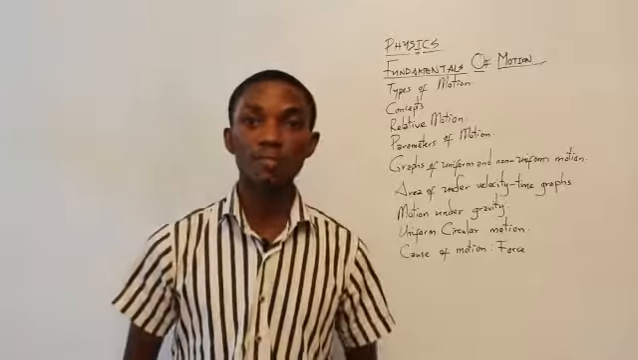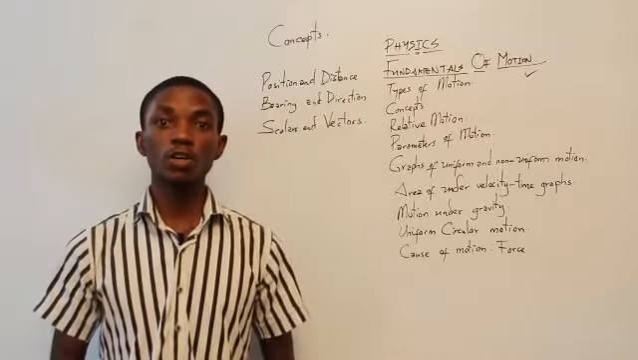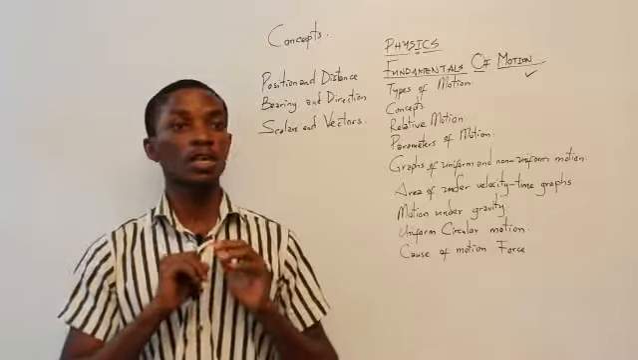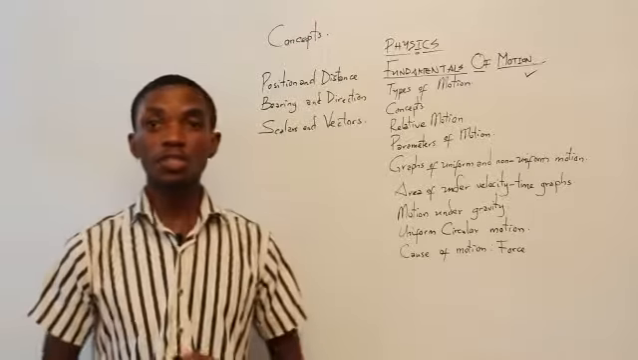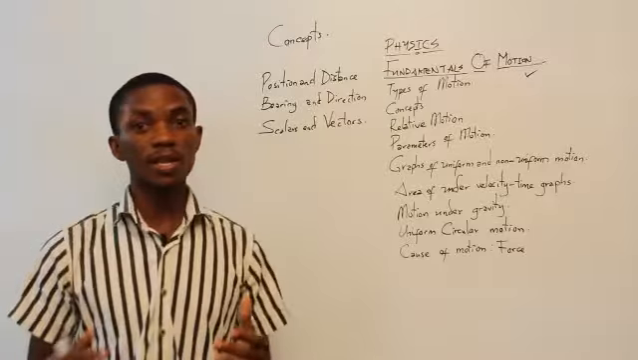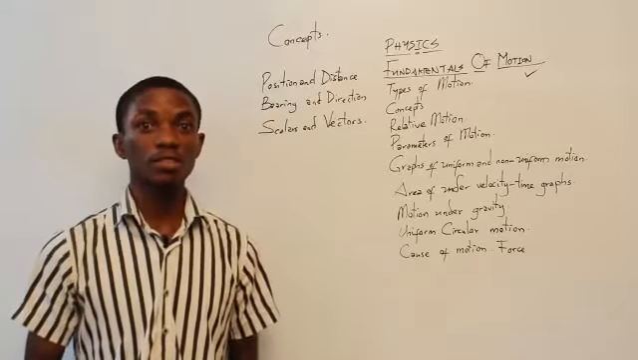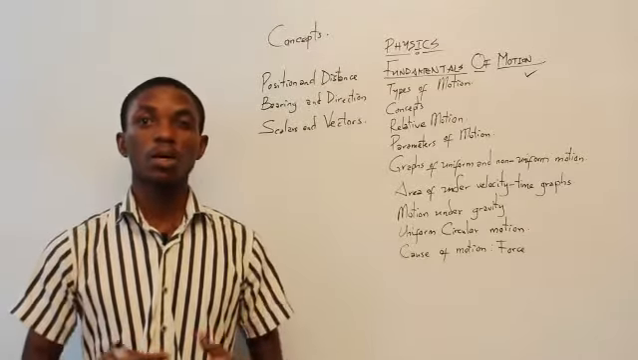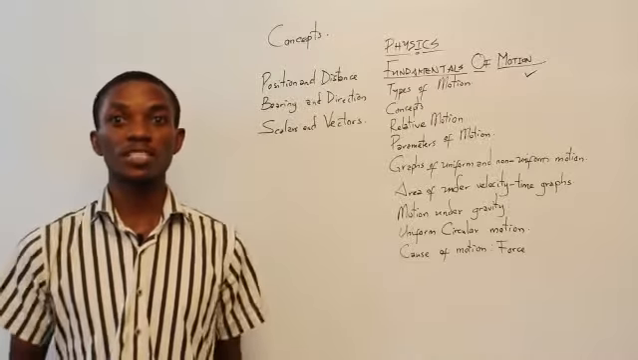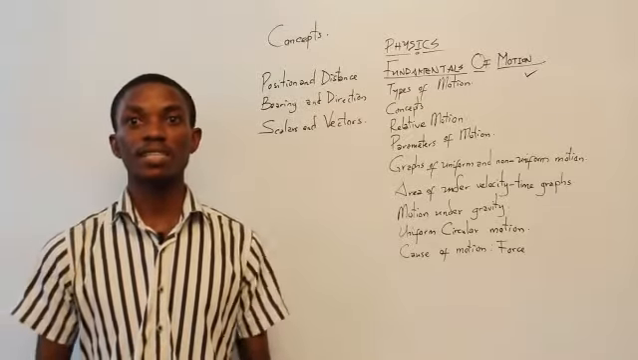So let's talk about concepts in motion. There are three major concepts. The three basic concepts we'll be talking about in motion today are the concepts of position and distance, also the concept of bearing and direction, as well as scalars and vectors. So, position, just the way you know it to be, the place in which a person stands, and distance.